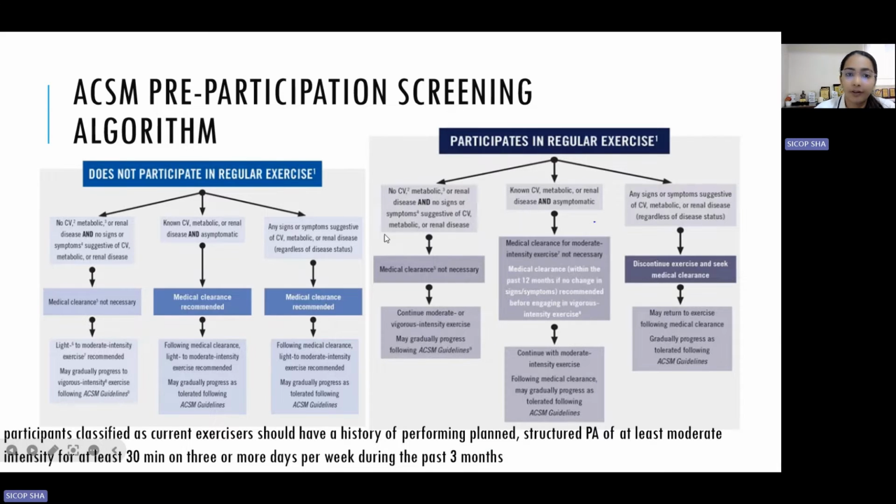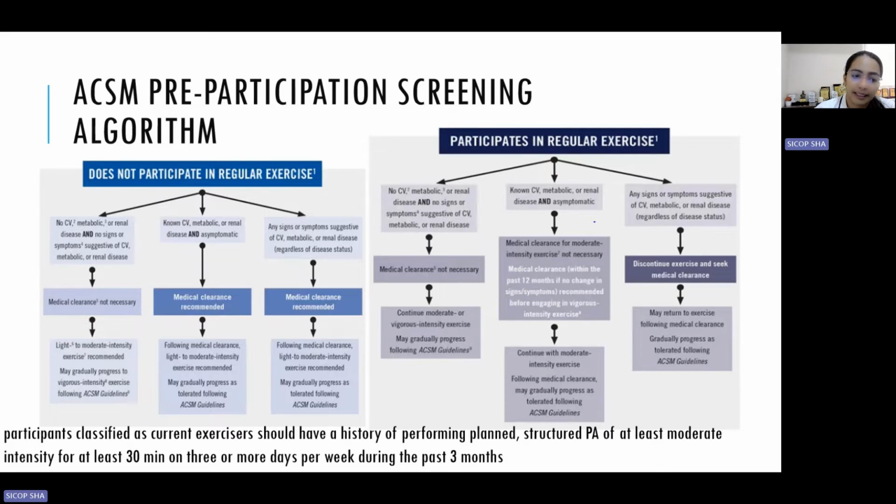So this is the criteria for regularly exercising. Once we know the patient is not regular or up to date on his exercises, we see if the patient has any cardiovascular, metabolic or renal diseases, or shows any signs of these diseases. Let's say the patient has no cardiovascular, metabolic or renal disease, and doesn't even have the signs which suggest these.